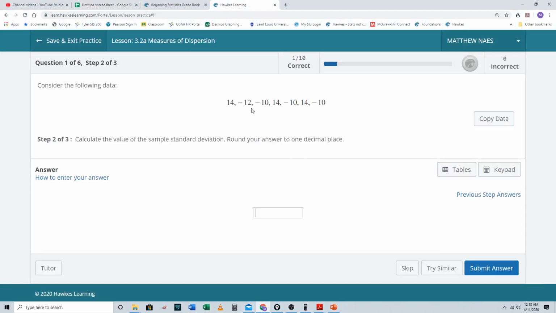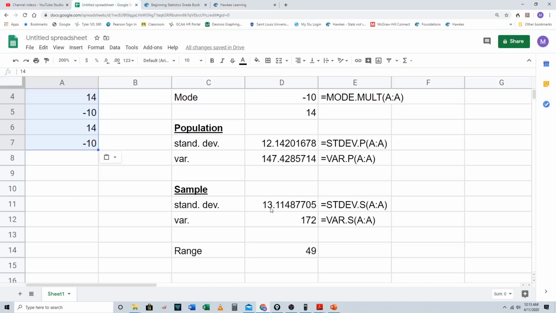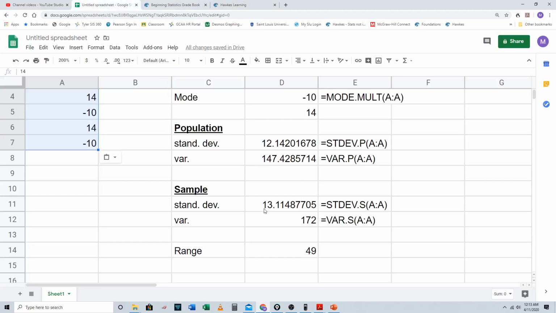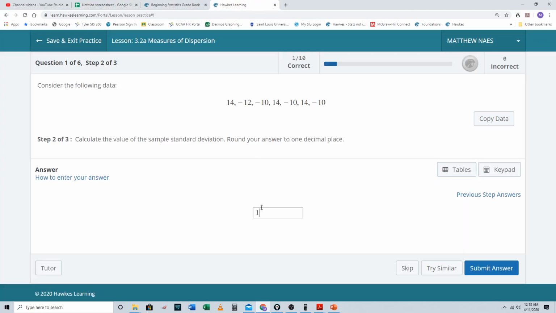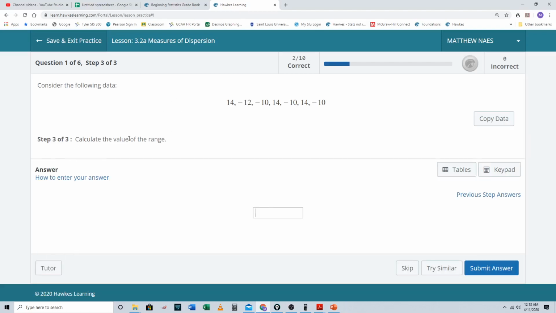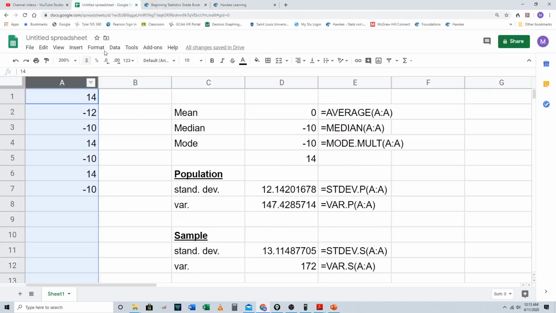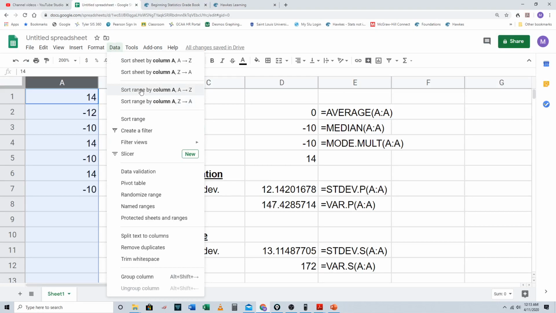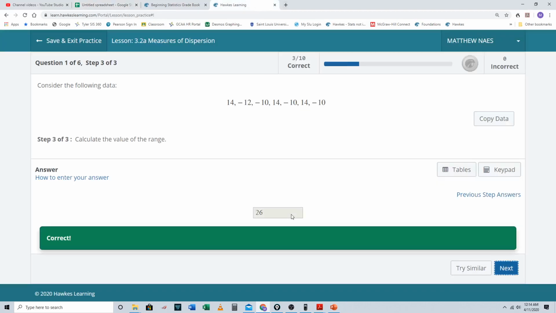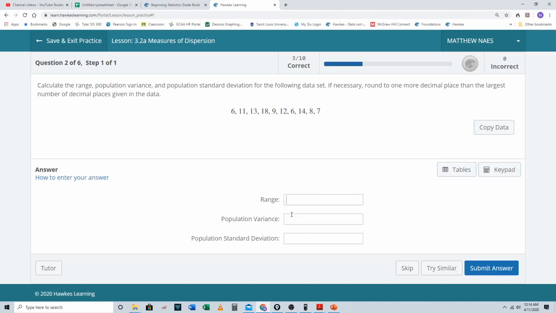Then it's going to ask for sample standard deviation, and they want one decimal place. So 13.1. And then they want the range. I'm going to sort the data, sort just the range: 14 minus a negative 12 is 26. There you go. This is all it's going to ask you.